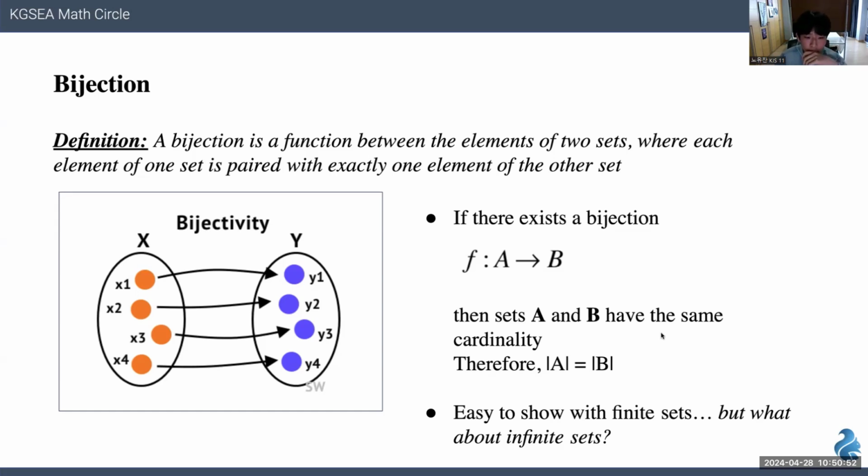Now we don't really use this for finite sets, because basically all we need to do is count them. If we have set A as 2, 3, 7, 8, we can just count that it has 4 elements. So we don't really need to use a bijection. But it gets different when we consider infinite sets, because we can't really count the number of elements they have.